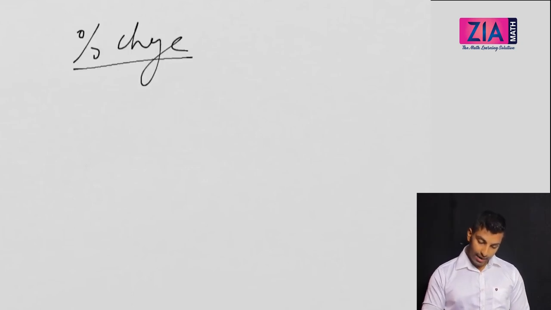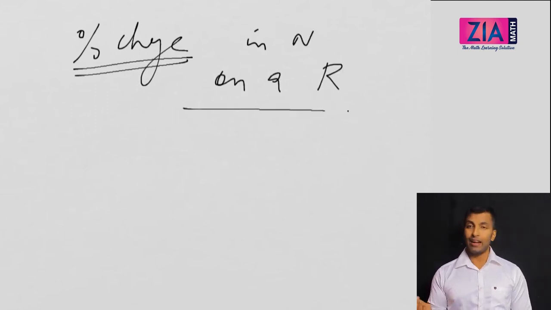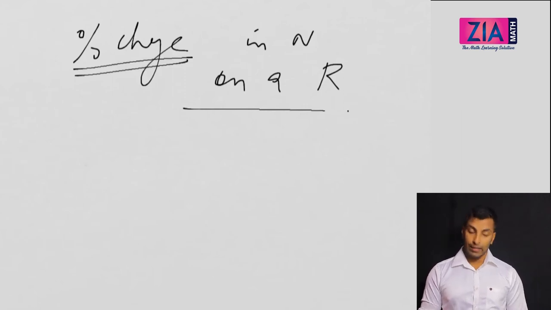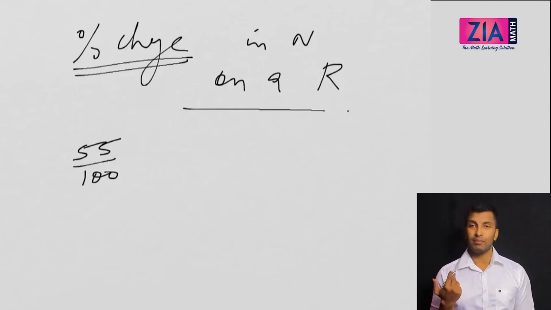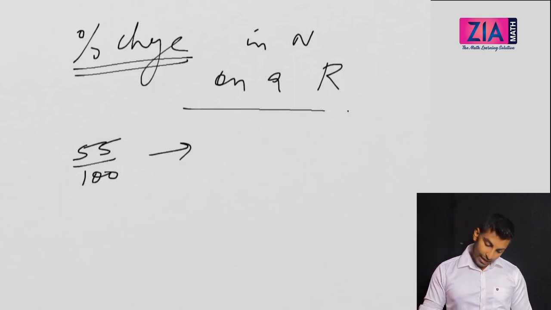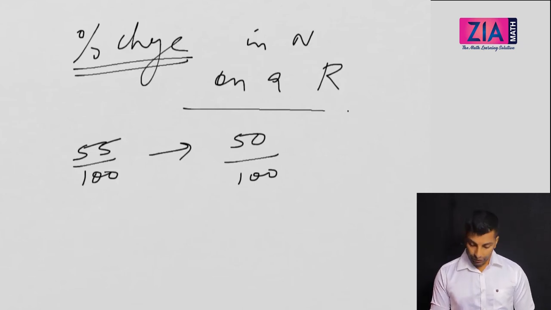Now next, I want to explain another concept which is related to the effect of percentage change in the numerator on a ratio value. So let me take a very simple value like 55 by 100. So 55 by 100, this is nothing but 55%. Very simple, very easy, right? So now let me take this one also, 50 by 100.